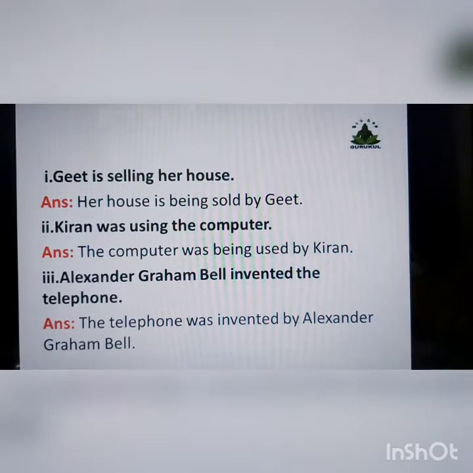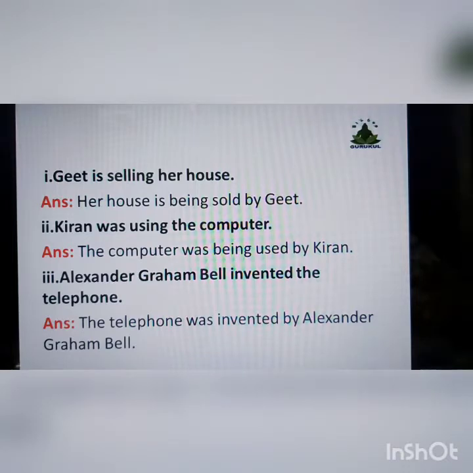Next. Second, Kiran was using the computer. The answer is, the computer was being used by Kiran. The question is given in active form and we have changed it into passive. That is, the computer was being used by Kiran.